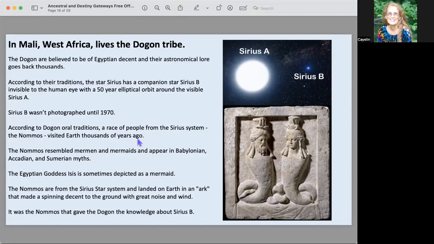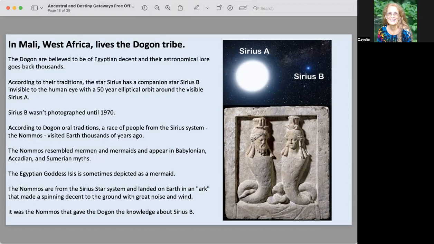And so they say they're a race of people from the Sirius system called the Nommo that visited Earth thousands of years ago. They resembled mermen and mermaids and appear in Babylonian, Akkadian, and Sumerian myths. And here's some ancient iconography showing the mer people. I find that fascinating because I haven't actually seen it, and I'm going to see if I can find some images of that. But the goddess Isis is sometimes depicted as a mermaid.